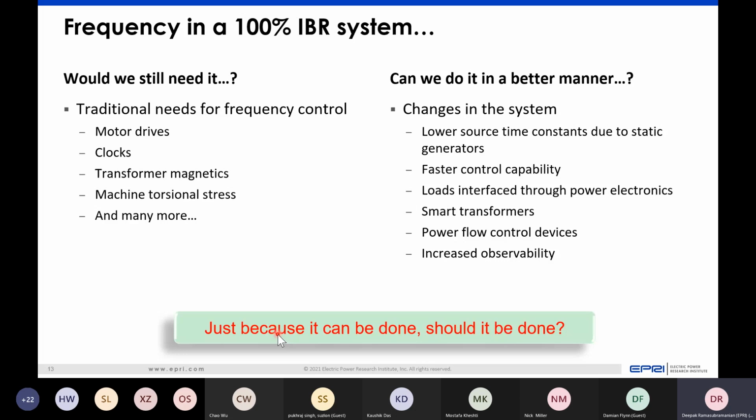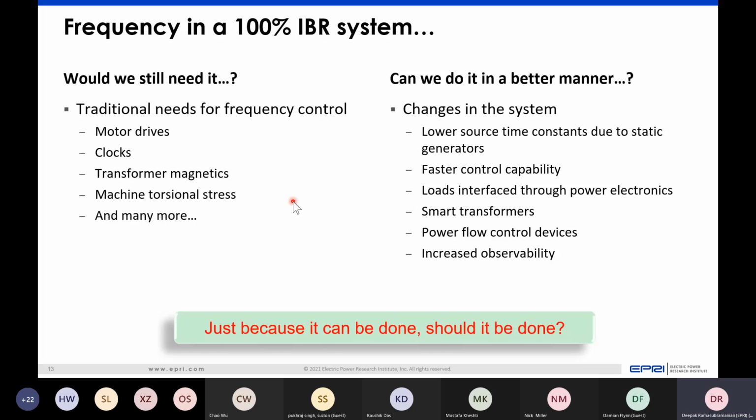it's nice to take a step back and see why we still need frequency control. What kind of devices require this kind of frequency control in the system and the tight range of operation? There are also things like motor drives, transformer magnetics. There are a lot of clock systems that depend on the frequency of the network. And there will still be some machines on the network, so there can be torsional stress on those machines that may require traditional frequency control.